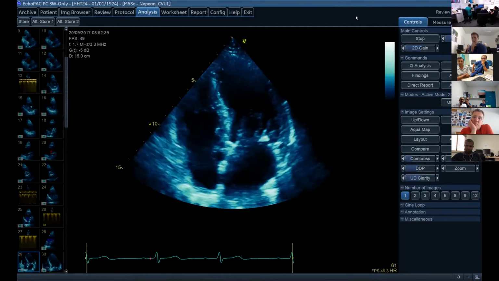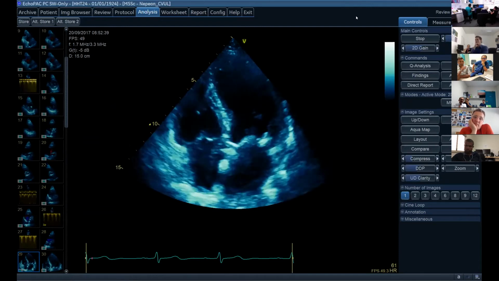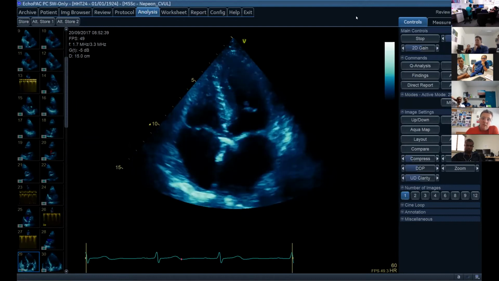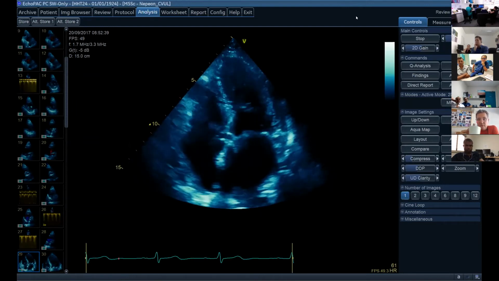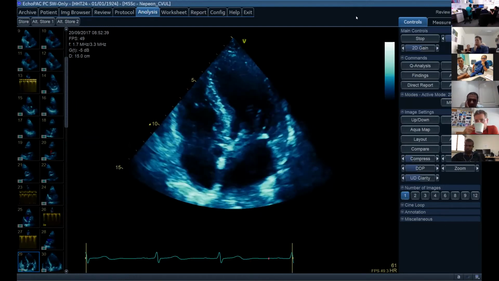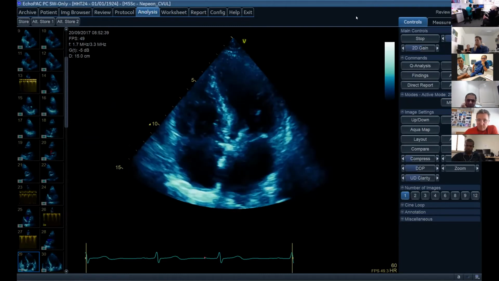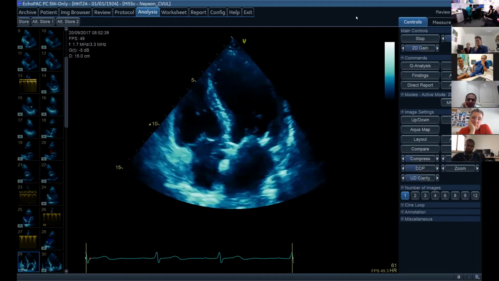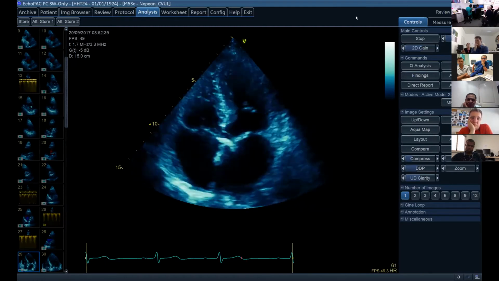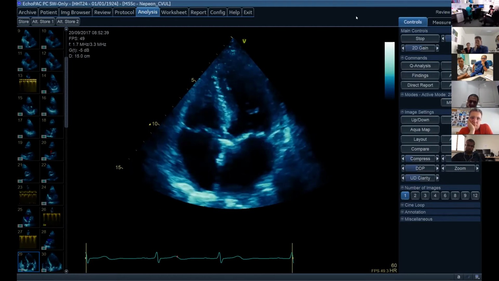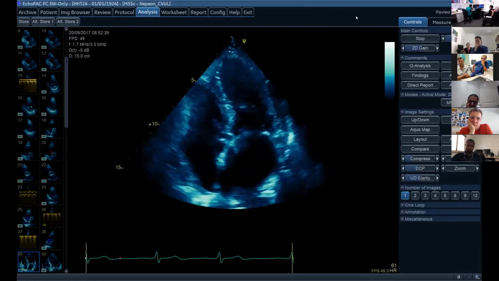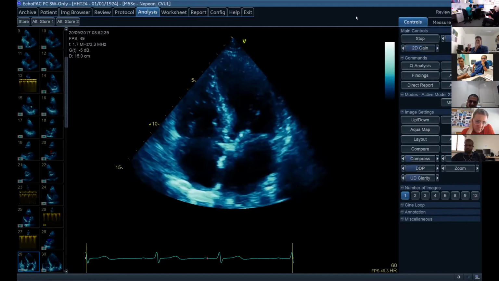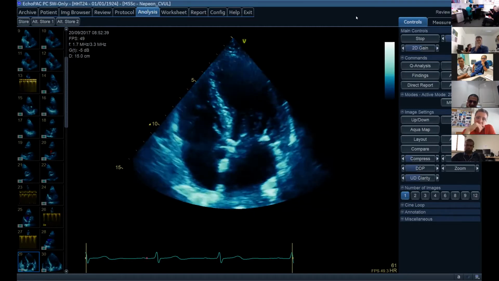Okay, Hatim, does this add anything to what we've just been talking about? Yep. So this is an apical 5-chamber view, showing the heavy calcification of the aortic valve as well as the left ventricular hypertrophy with thickness of the wall. Still confirming the relatively hyperdynamic function of the LV with a mildly dilated left atrium.